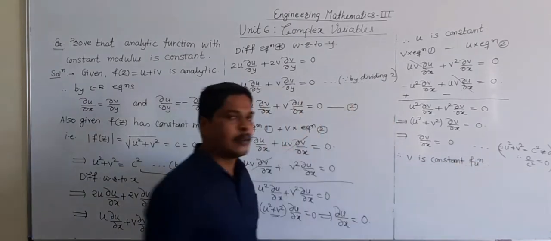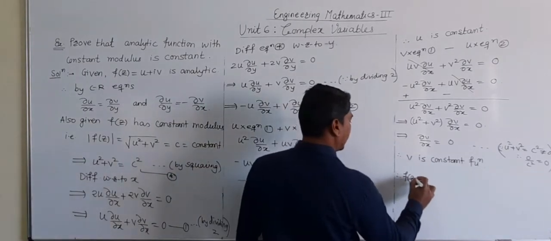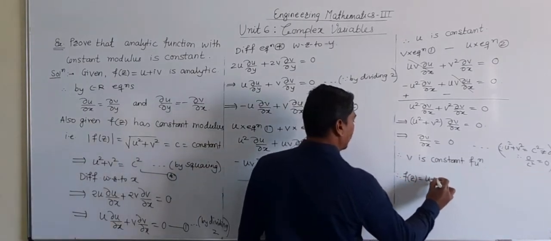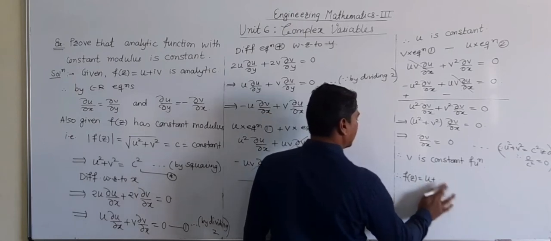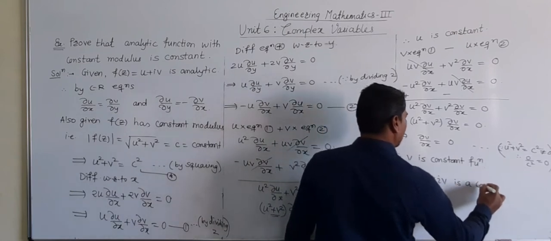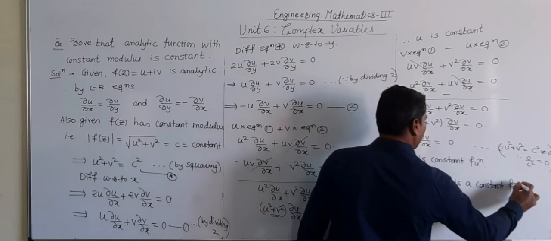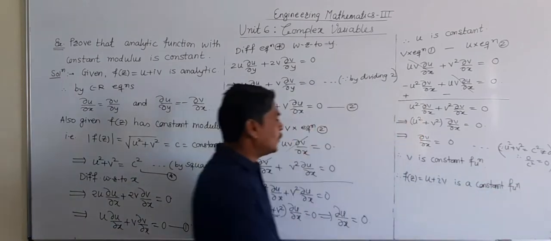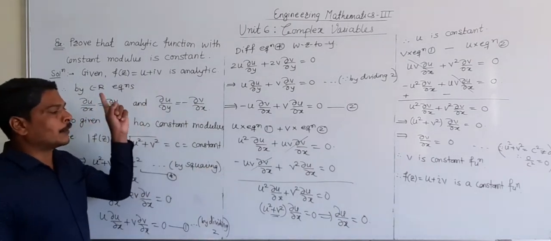Okay, phi is a constant function, and therefore f of z is equal to u plus iv, is a constant function. So in that way, very easily we can prove our result.